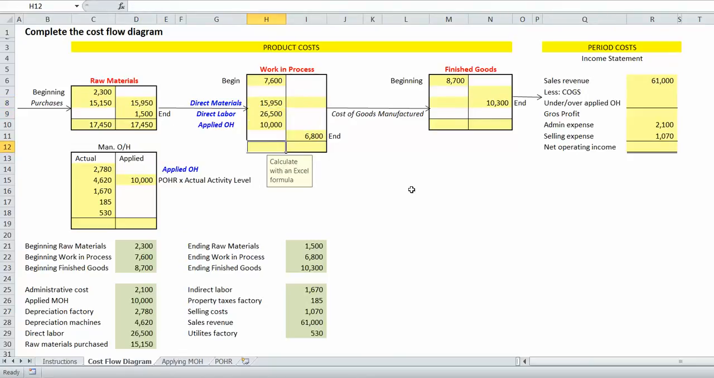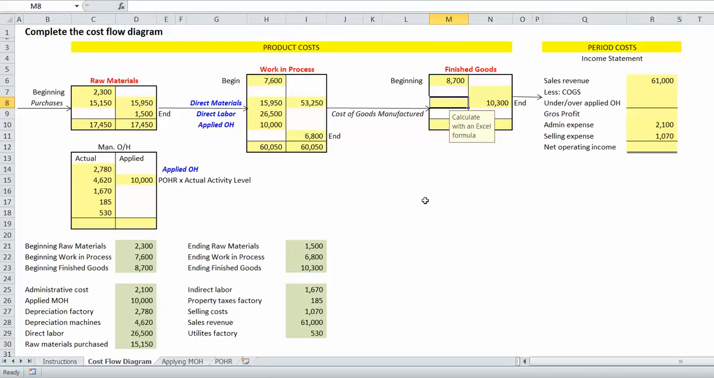Now we can get the total cost in work in process, which would be the beginning balance plus our direct material, labor, and applied manufacturing overhead. And that sums to $60,050. In accounting for that $60,050, we either have transferred it out as cost of goods manufactured, or it's left in ending work in process inventory. So the amount that was transferred out would be the $60,050 minus the $6,800.